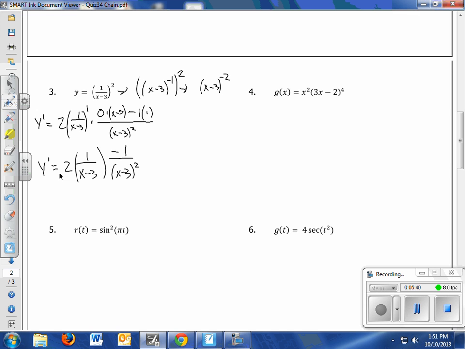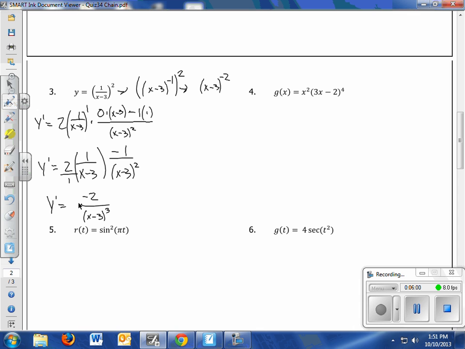Well, I can simplify this easily. This 2 is like a 2 over a 1. So when I multiply into these fractions, I'll multiply it up top. We'll have negative 2 up top. And then in the denominator, I have x minus 3 times x minus 3 squared. So I'll have x minus 3 3 times.